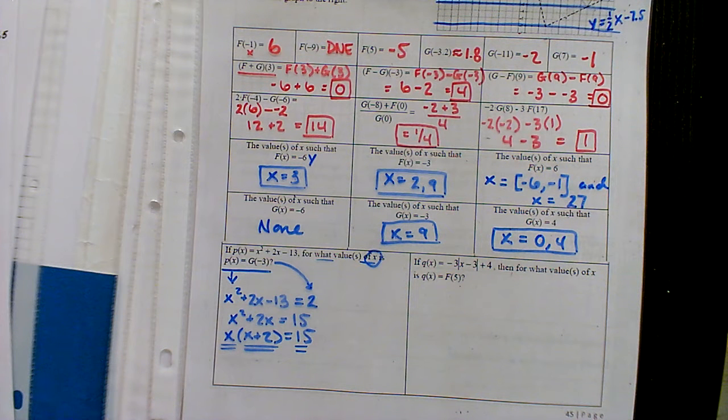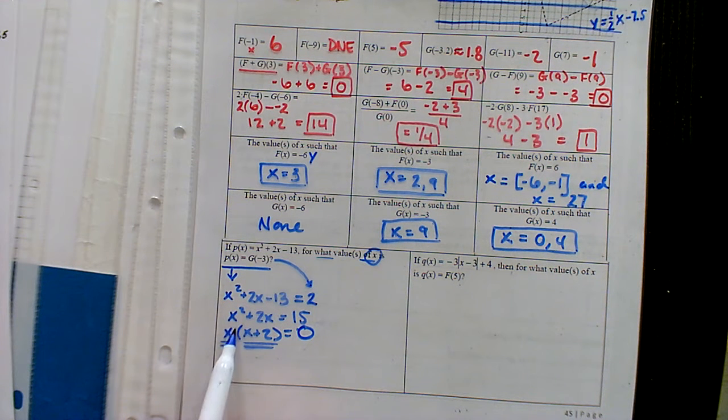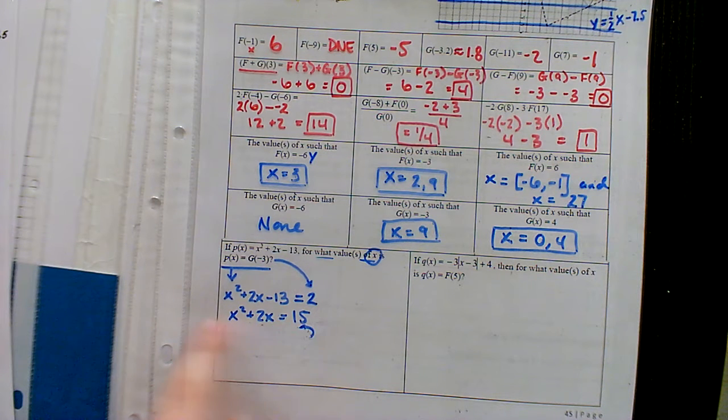Okay, you guys are so on the right track. But what does this 15 have to be in order for you to break it up like Tori mentioned? Yeah, it has to be 0. Because if this is 0 over here, you know that either this piece is 0 or this one. And that's the only possibility. Does that make sense?